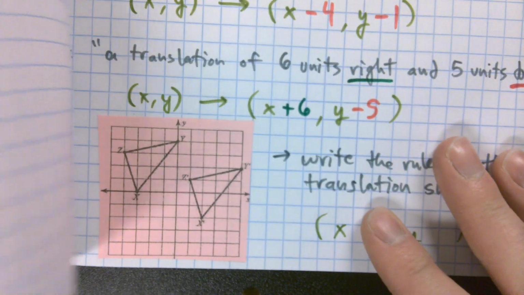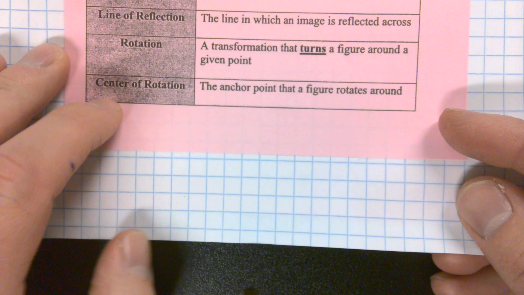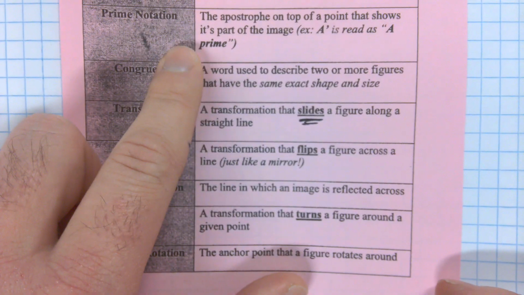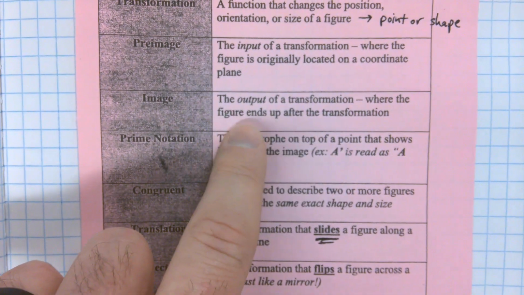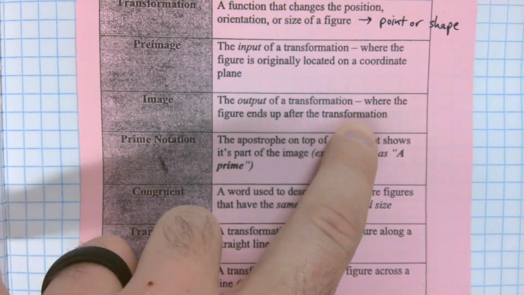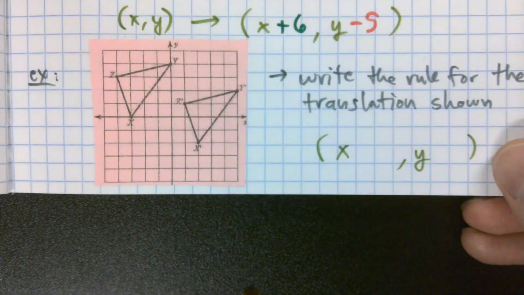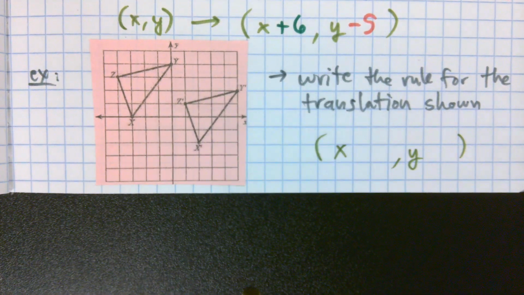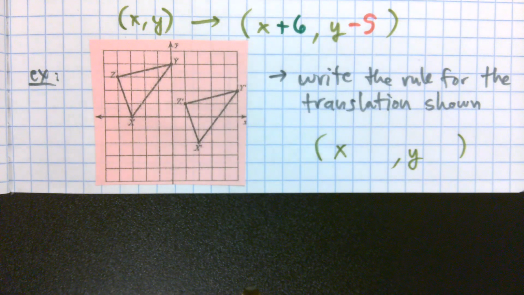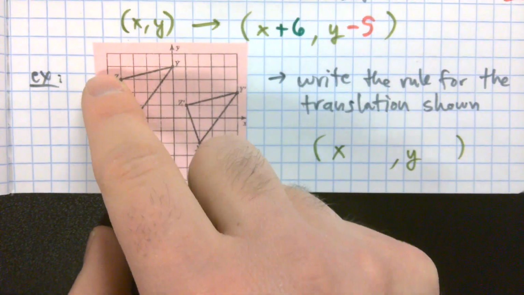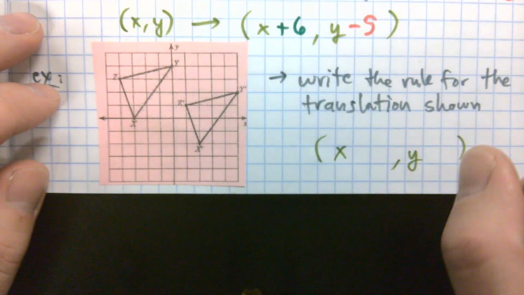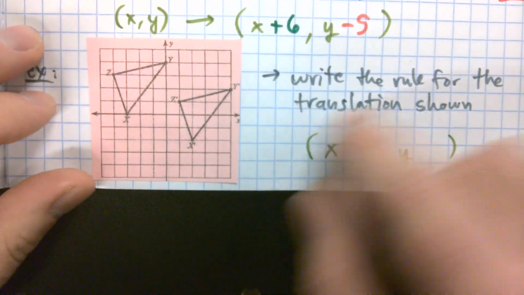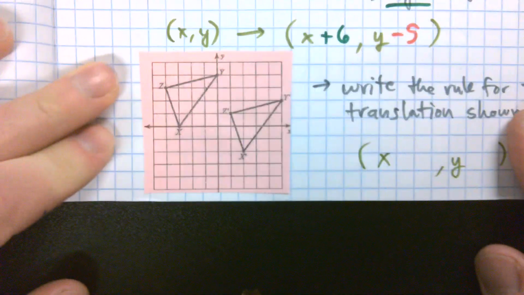Right? If we look back to our vocab chart, we see that prime notation shows that that point is part of the image. And we know that the image is where the figure ends up after the transformation. So we start on the left, we go to the right. If we remember from what we did yesterday, every single point follows the same exact rule. So we only need to count from one of these points to its prime point in order to write the rule. We don't have to count all three of them.